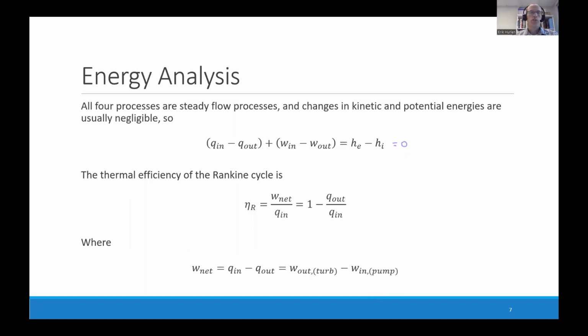As usual, the thermal efficiency is given by eta_th equals W_net over Q_in, or 1 minus Q_out over Q_in, and W_net equals W_out from the turbine minus W_in to the pump, and is equal to Q_in minus Q_out.